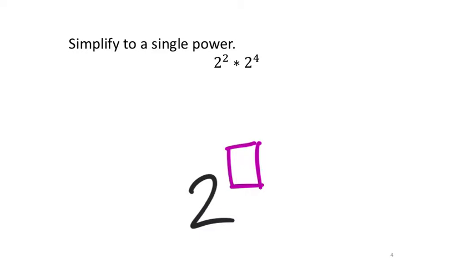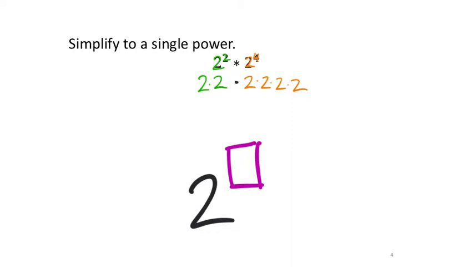Okay, so let's start with first this 2 to the power of 2. If I were to expand that, that would be 2 times 2. Now we're going to multiply this by the other exponent, 2 to the power of 4. So that would be 2 times 2 times 2 times 2, four 2's being multiplied.